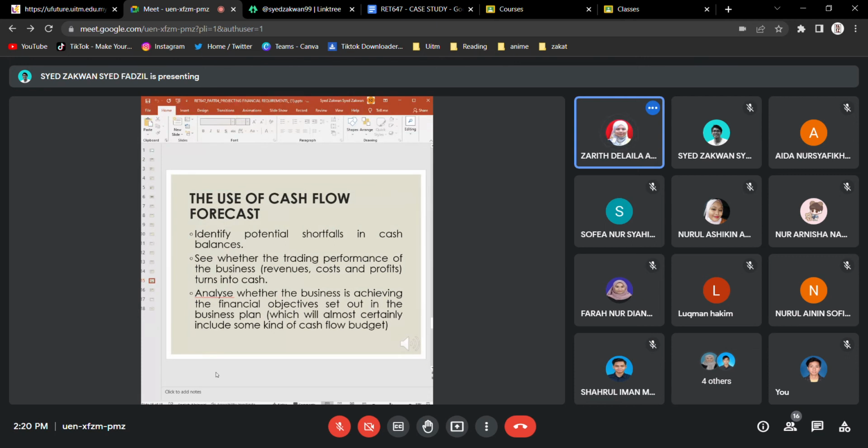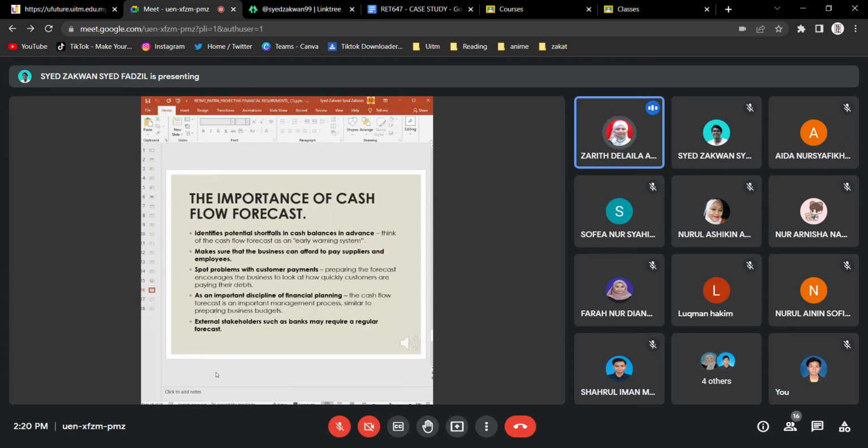cash or not. Alright, and then number three, the use of this cash flow is actually we want to analyze whether our business is actually achieving the financial objective that we already set out in the business plan. Okay, kalau daripada sini kita boleh nampak sama ada apa yang kita dah set in our business plan could be achieved or not. Alright, next one.